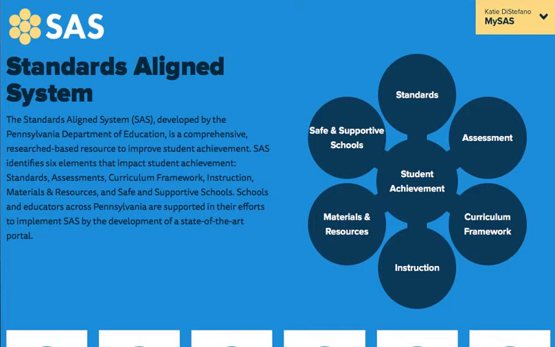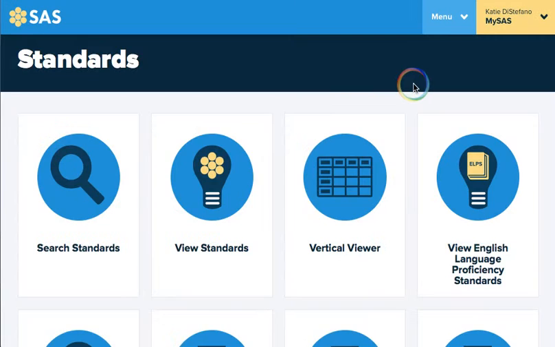The first thing you need to do is log in at pdesas.org and enter your own username and password. From there, we're going to select standards, and we are going to walk through the steps to search for our individual grade level and content.